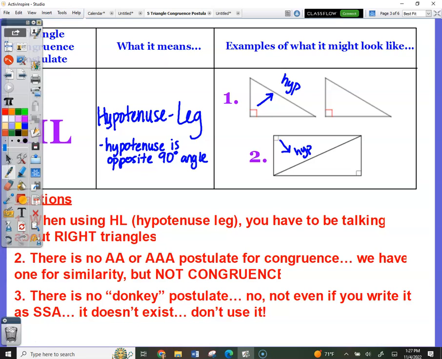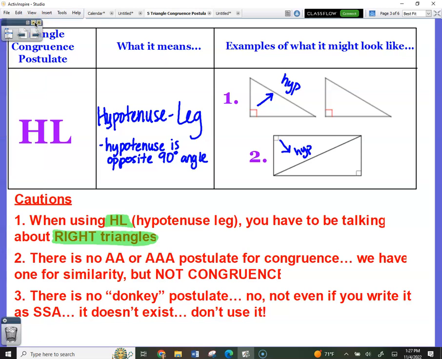Now, the hypotenuse leg shortcut, please highlight this, it only works in right triangles. So let's make a note right here. Only with right triangles. HL only works if it's a right triangle. Now, let me show you how HL works. How many sides are in the triangle? 3. Okay. And if you have a right triangle, you have one angle that measures 90. Okay, it's over there.